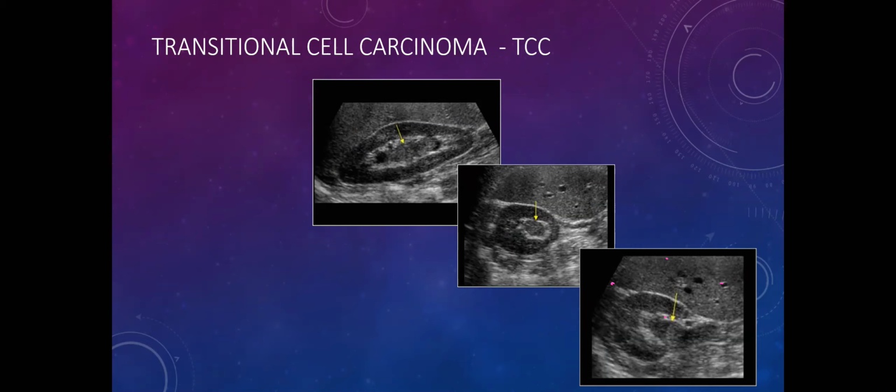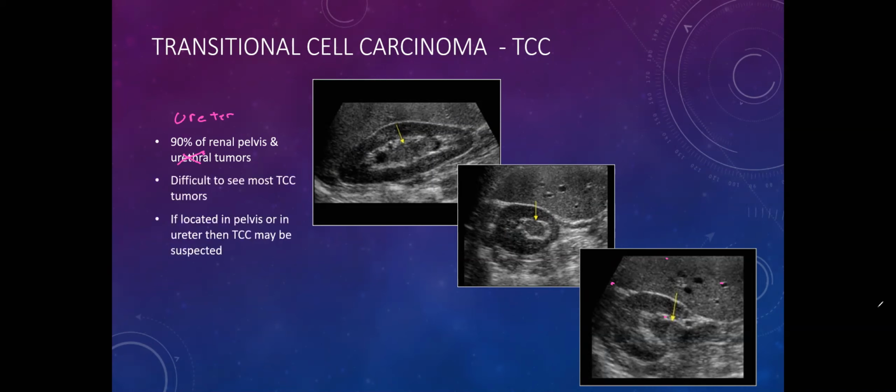The transitional cell carcinoma, not nearly as common. These would be very easy to miss. 90% of renal pelvis and ureteral tumors. The urethra is not included in this; it's ureter. That was my bad on that one. So these are difficult to see. If located in the pelvis or in the ureter, then TCC may be suspected. So if we do actually see a tumor here, we can suspect that it is actually TCC.